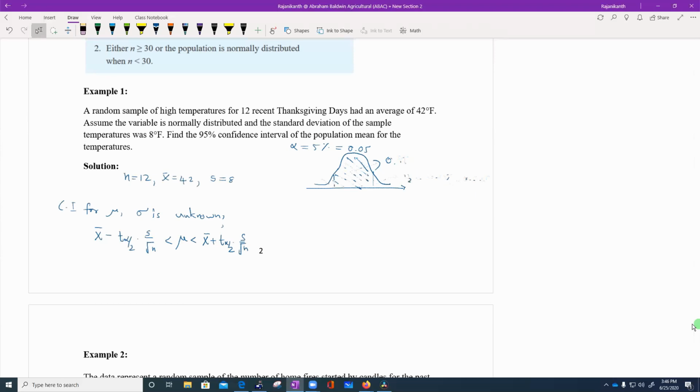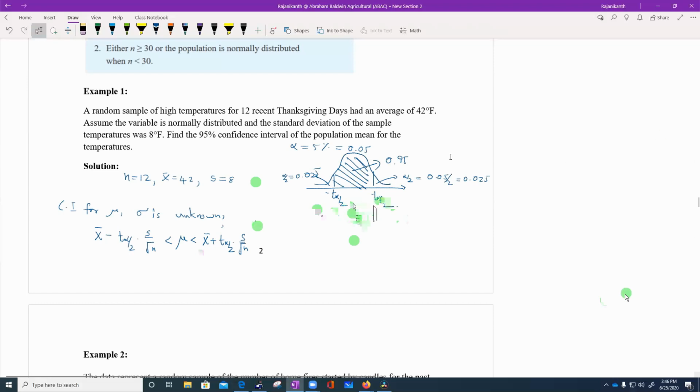That side also should be the same, alpha over 2, 0.025. Now here we are going to find the T alpha over 2 negative and T alpha over 2 positive. Because of the symmetry, we'll get the same values with a different sign.